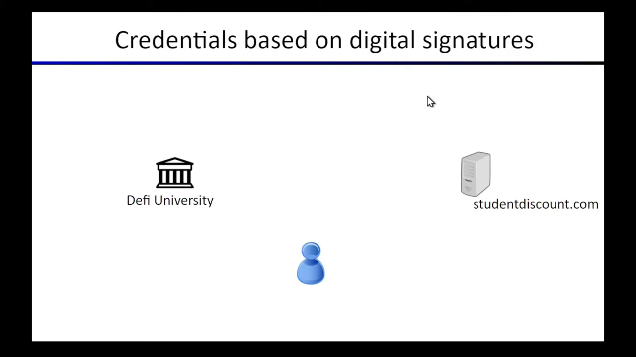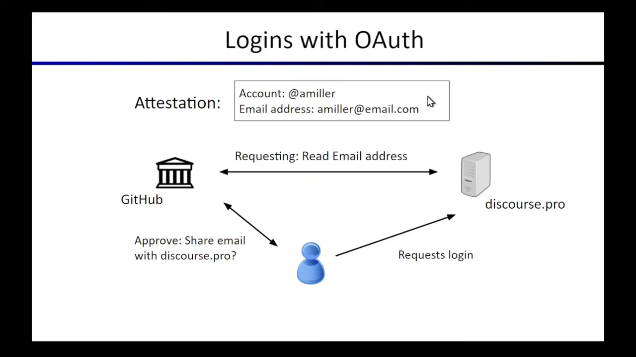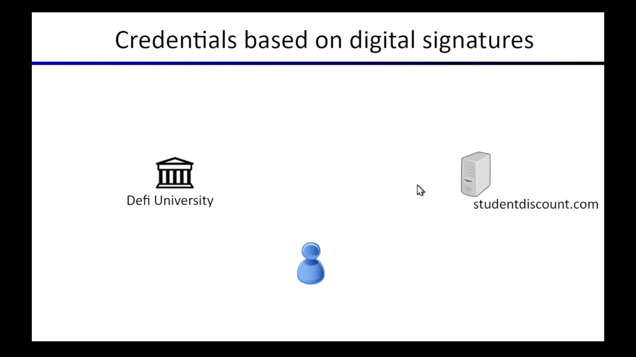Now let's talk about an alternative that solves one of the problems that's remaining here. So first of all, this is better than the Twitter version because at least this interaction between the Discourse forum and GitHub is just between those two. It isn't broadcasting my email address on some public channel.